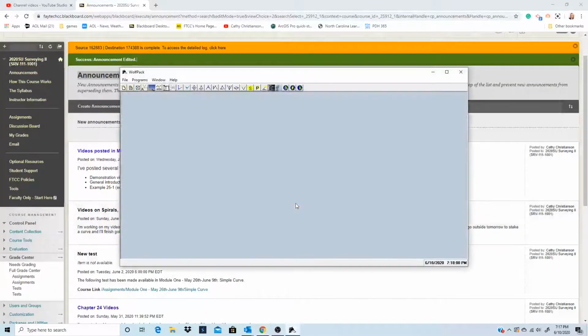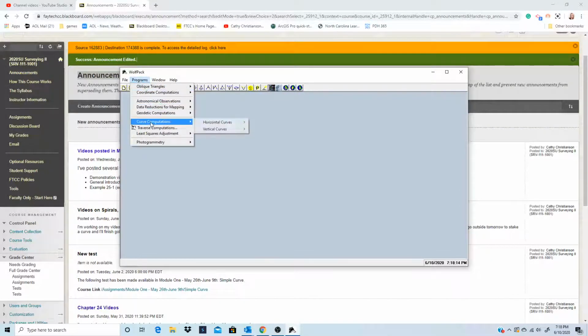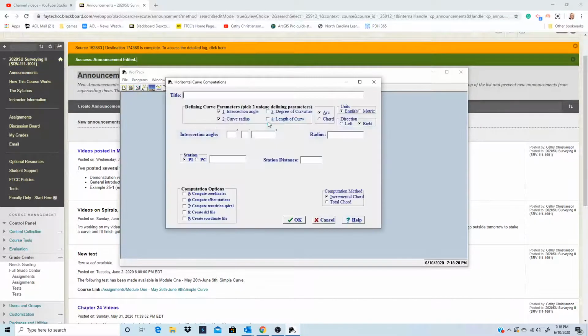And we're actually going to check problem, or example 24.1 in your textbook, which is on page 723. So go to Programs and Curve Computations, and I'm going to do the horizontal one first. And typically it's called Staking Notes. All right, so I'm just going to call it example 24.1.